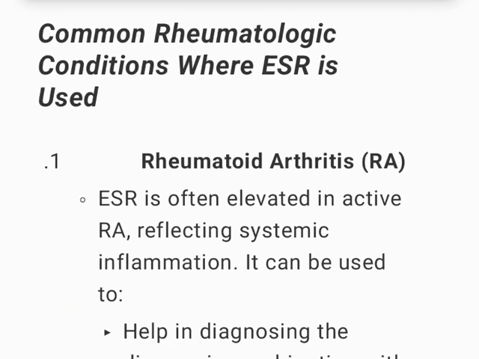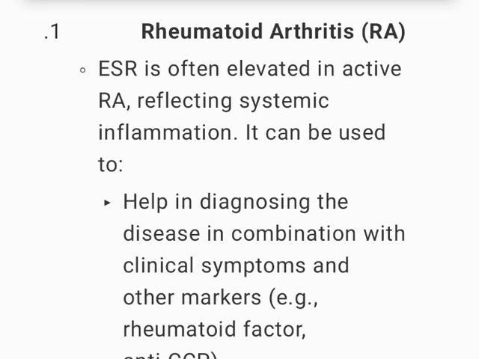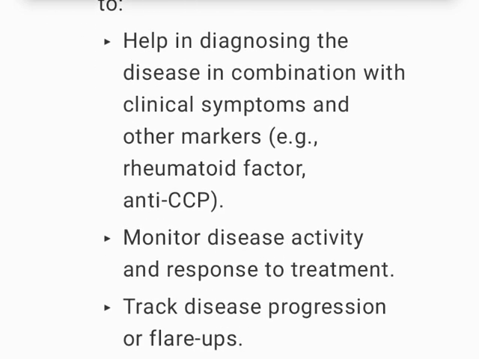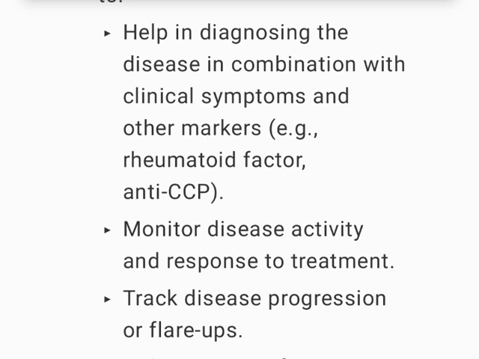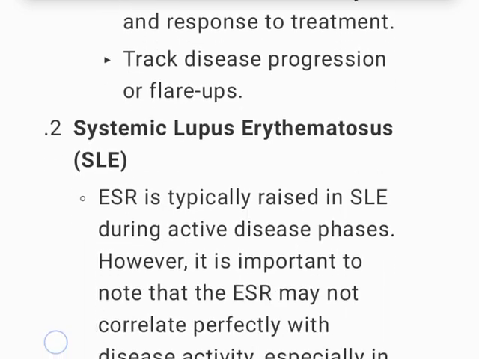Common rheumatologic conditions where ESR is used. 1. Rheumatoid arthritis, RA. ESR is often elevated in active RA, reflecting systemic inflammation. It can be used to help in diagnosing the disease in combination with clinical symptoms and other markers, e.g. rheumatoid factor, anti-CCP. Monitor disease activity and response to treatment. Track disease progression or flare-ups.